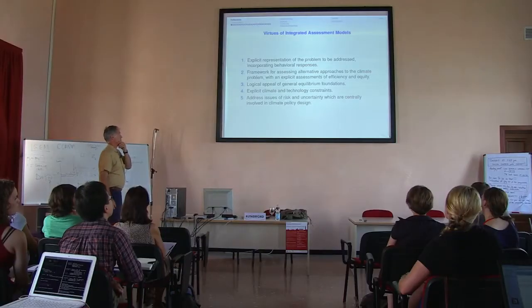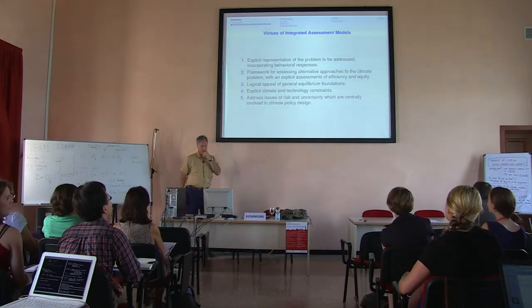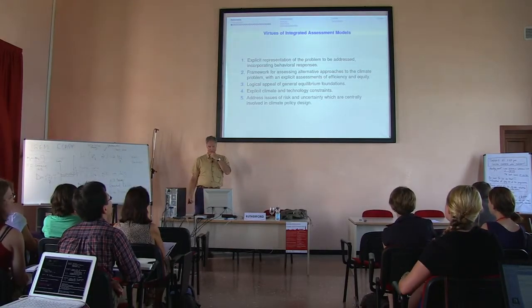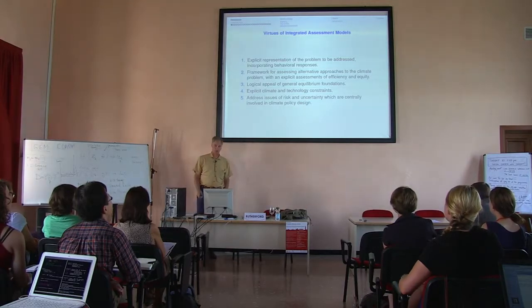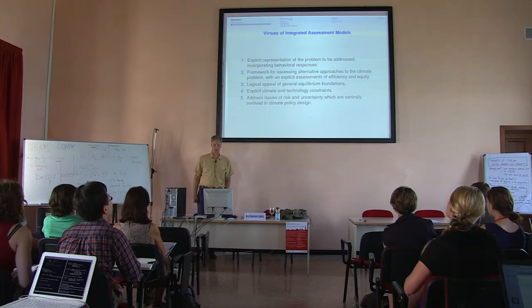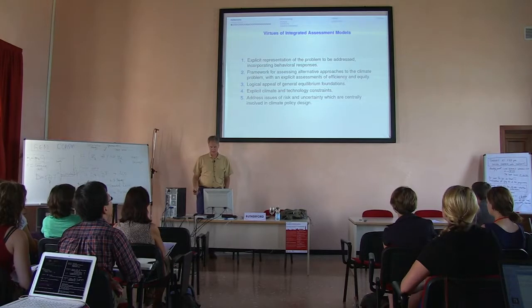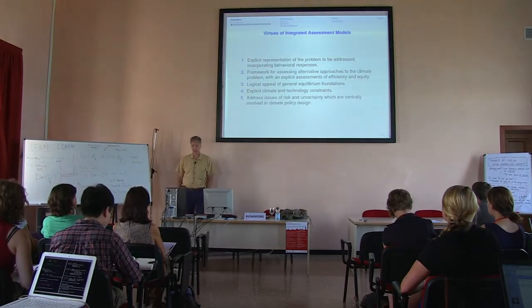So the virtues here: explicit representation. Again, I'm repeating a bit of what Bill has talked about. A framework for assessing these things, explicit assessments of efficiency and equity. The logical appeal of a general equilibrium model is that it plays well in a policy environment. You can talk about what's driving things with some care. You can decompose exactly what instruments affect what agents, and so stakeholders can understand the consequences of things. I like the fact that it has this explicit representation of climate and technology and addresses issues of risk and uncertainty, which are central.